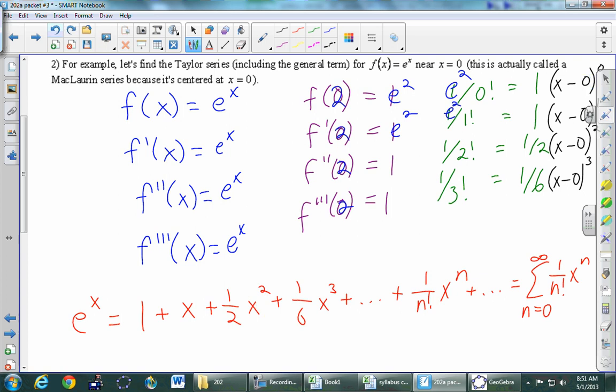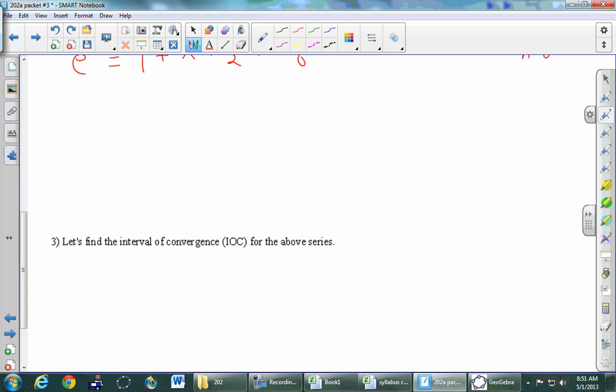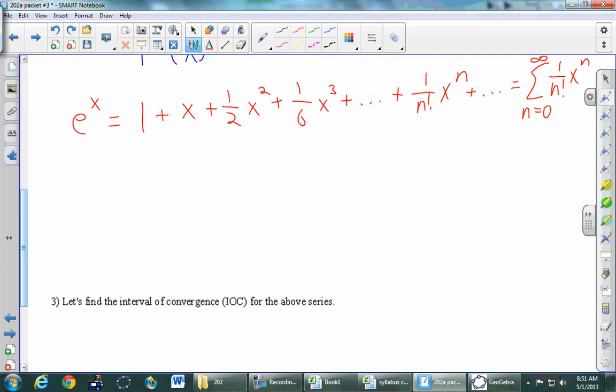Okay, so next thing to do is right down here. We're going to find the interval of convergence for the series above. Now this series is particularly well behaved, but let's go ahead and find the interval of convergence. So this again will help you on the test, or on the project, I should say. So to find the interval of convergence, we definitely need to have the thing written in summation notation so that we can do our ratio test. So let's do the ratio test.